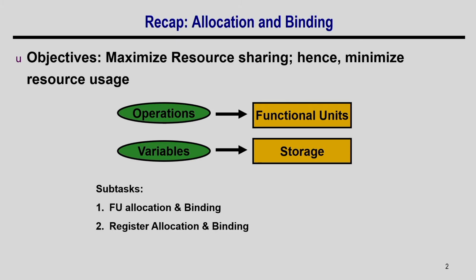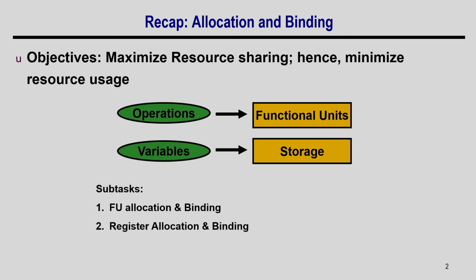In today's lecture, we are going to discuss the resource allocation and binding problem for hierarchical sequential graph. So, we have understood that this allocation and binding problem is something where we map the operations of the behavior into function units, and the variables of the behavior to the storage, specifically registers, RAM, ROM and memories.